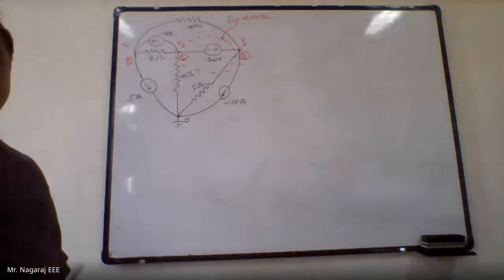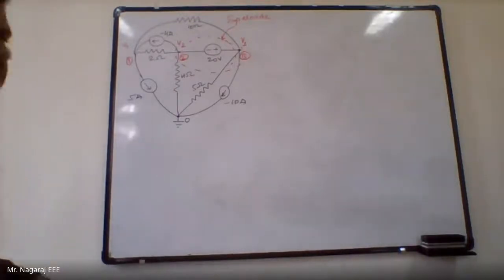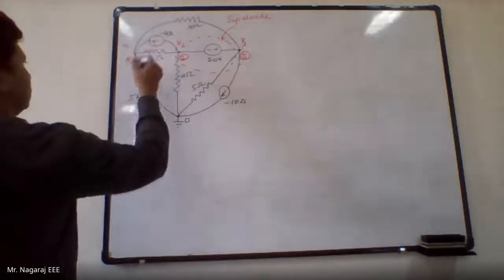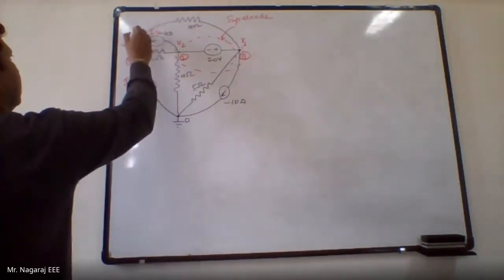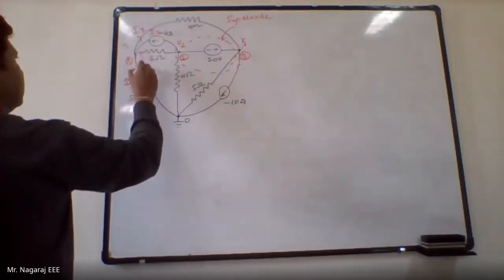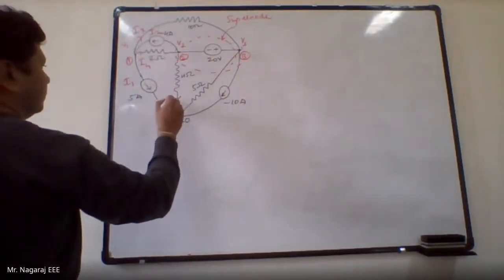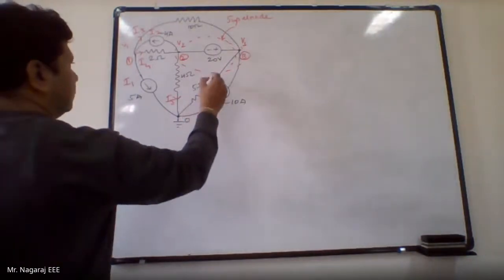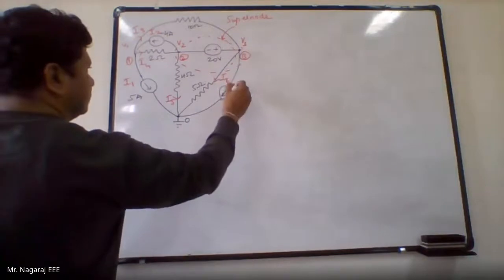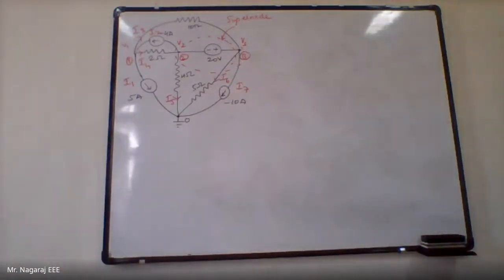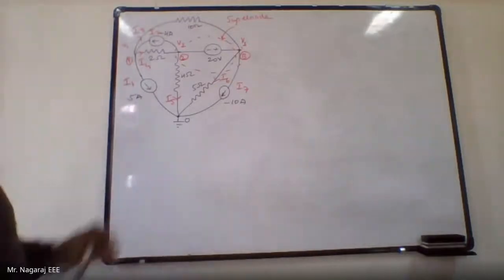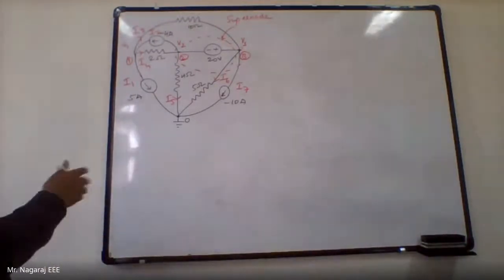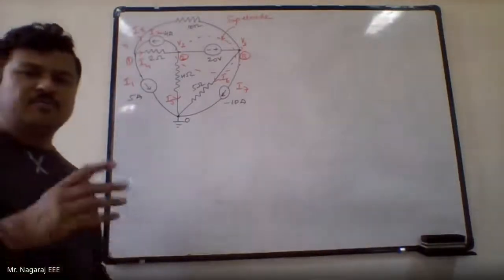Before that, I should be defining the direction of currents in each branch. So let this be I1, let this be I2, let this be I3, I4, I5, I6 and I7. Any number of branches you have, so many currents you can take, because those values will not reflect in the equation. What reflects is the voltage values. So there is no harm even if I assign any number of currents for any number of branches.